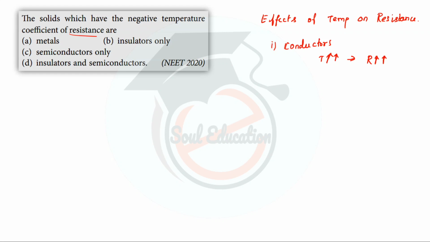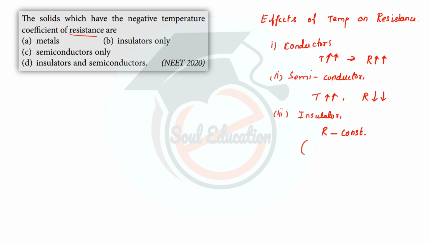Second case, semiconductors. For semiconductors, if my temperature increases, my resistance decreases. Third case, insulators. In an insulator, the resistance is almost very high. Correct? So in those cases, whenever you increase the temperature, the resistance remains constant. It won't change. Whenever you increase the temperature of an insulator, the resistance will be almost constant.